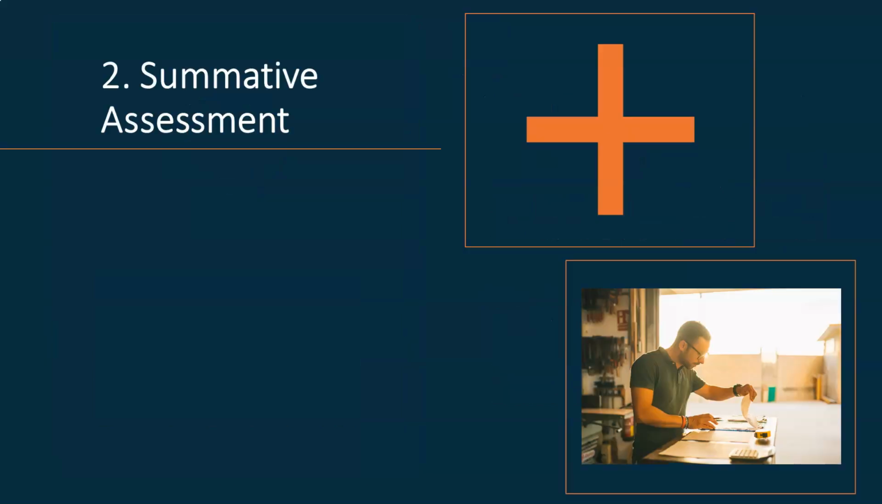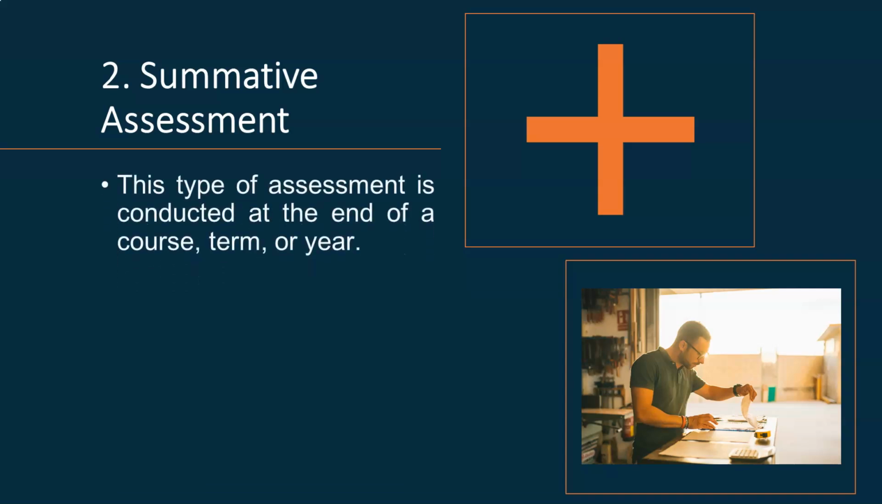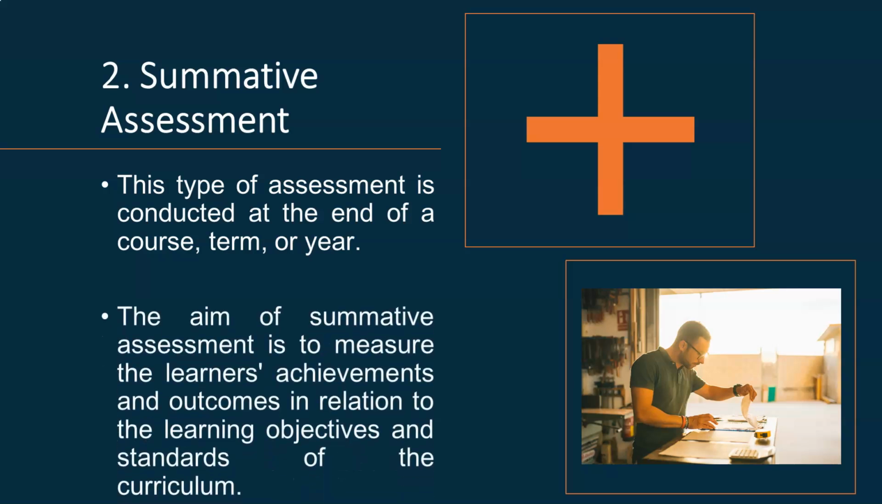2. Summative assessment. This type of assessment is conducted at the end of a course, term, or year. The aim of summative assessment is to measure the learner's achievements and outcomes in relation to the learning objectives and standards of the curriculum. Summative assessment can also provide evidence of the learner's mastery and competence and can be used for grading, reporting, and certification purposes. Examples of summative assessment include exams, tests, portfolios, essays, reports, and standardized tests.